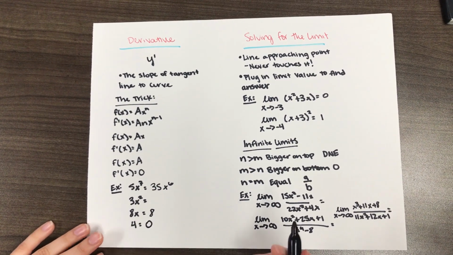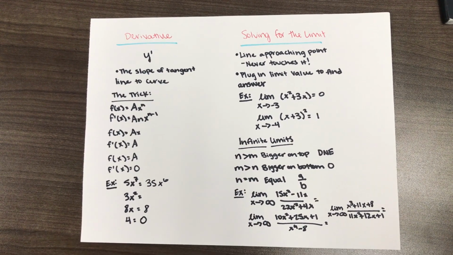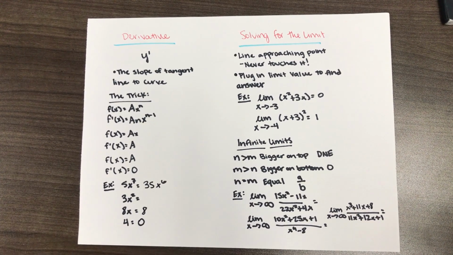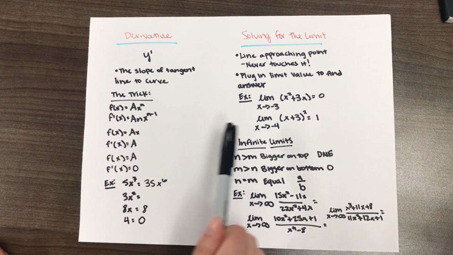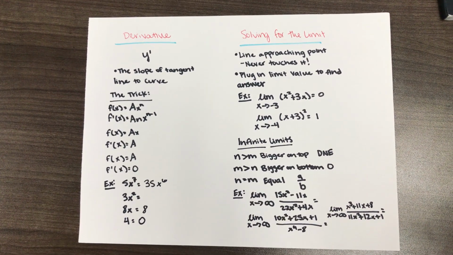Now moving on to solving for the limit. So if you don't know what a limit is, it is a line approaching a point but never touching it. So to find it, you're going to plug in the value that you see here as the limit approaches a certain value, and you're going to plug that in, and that will give you the answer.